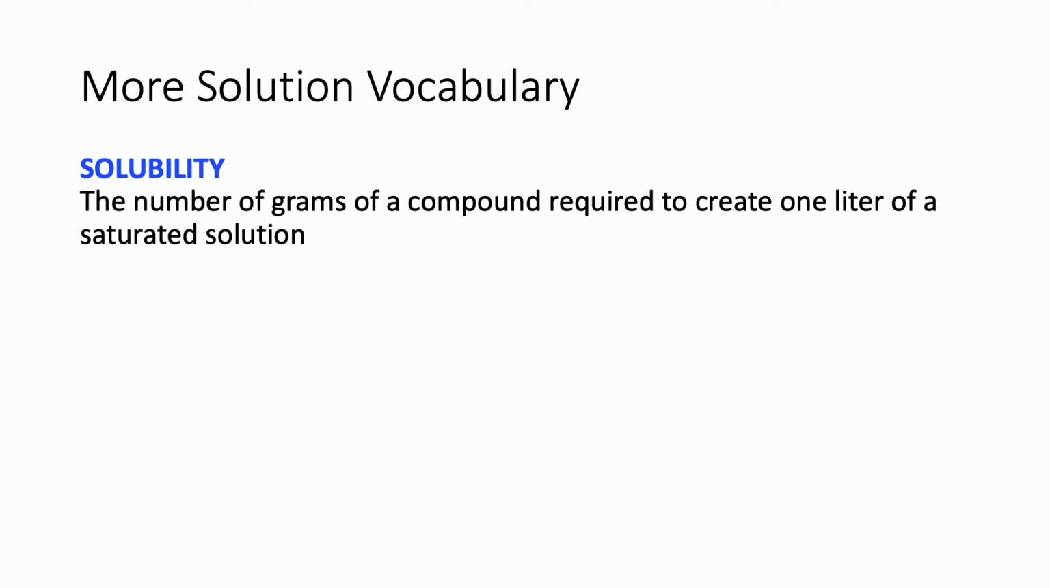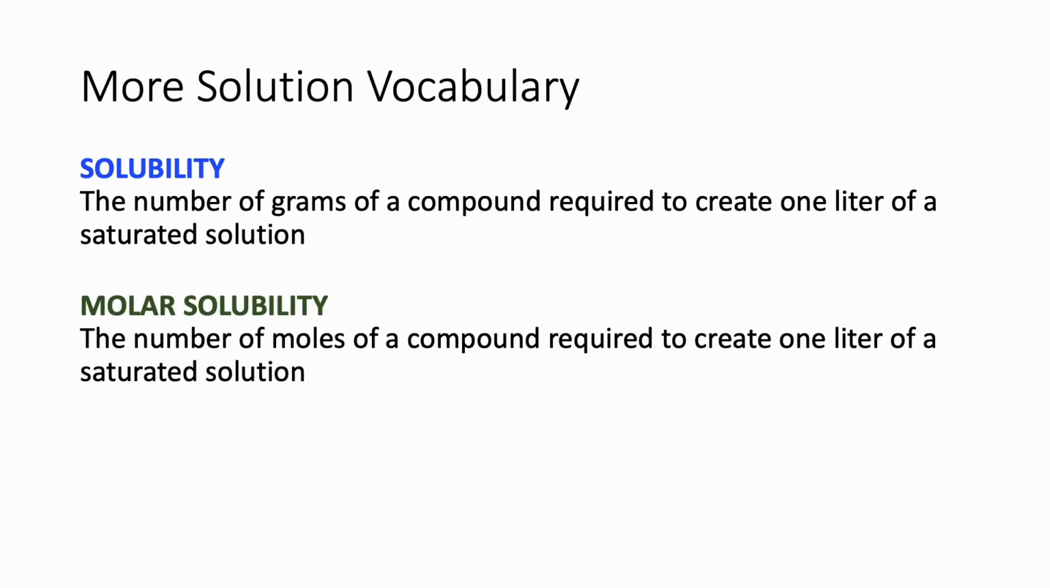Let's now look at these important terms that are going to pop up as we do calculations. The solubility of a compound is the number of grams that you need to make 1 liter of a saturated solution. In other words, that is the theoretical limit of how much you can dissolve in water. Now, you will also hear a term called molar solubility, and that's the number of moles required to create a saturated solution. Your solubility will be given in units of grams per liter. Your molar solubility will be given in units of moles per liter.